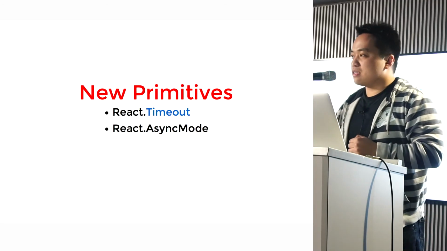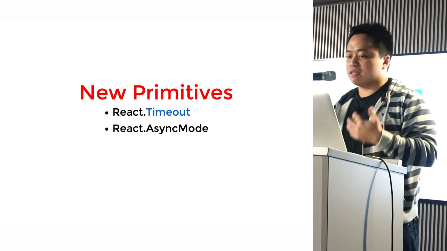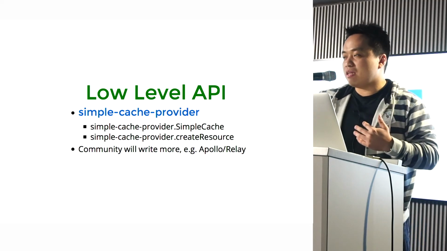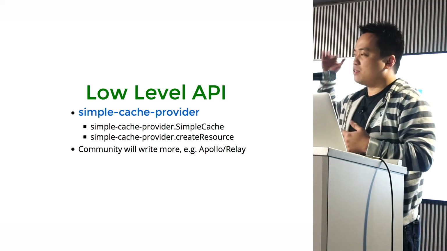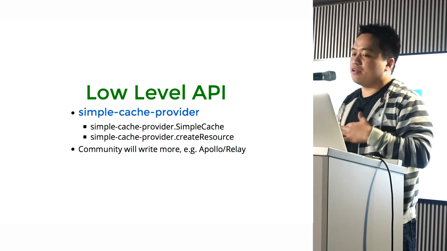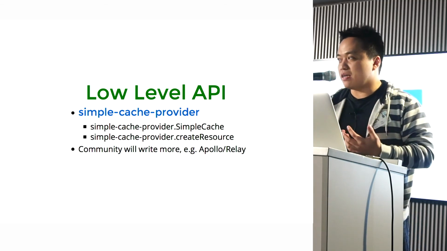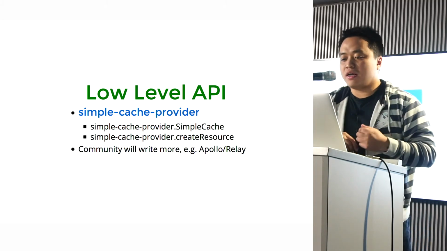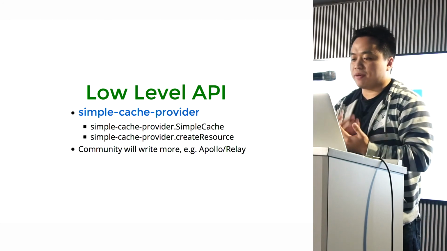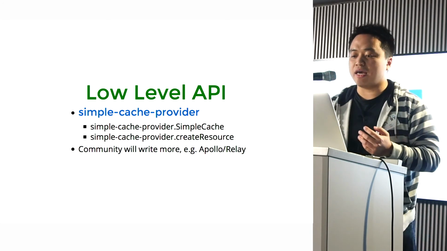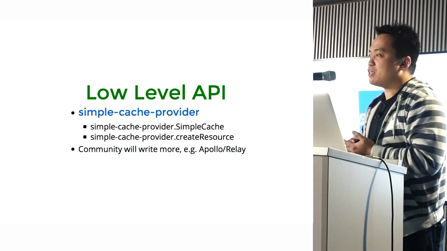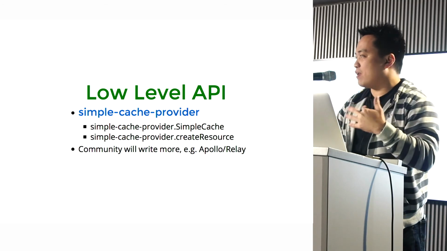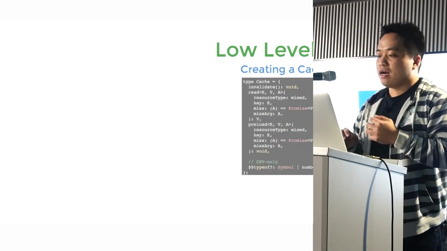The first thing we're going to start with is the two new primitives that we're getting in React, React.timeout and React.async mode. Then we're going to go one level up from React primitives to low-level APIs. These are technically done in userland, but the React team has written a sample implementation of caching, called Simple Cache Provider, and the community is going to be expected to write more, including Apollo and Relay, and potentially you guys, because caching is a very complicated subject. Obviously, it's one of the two hard problems. You're going to find different use cases for your different needs.